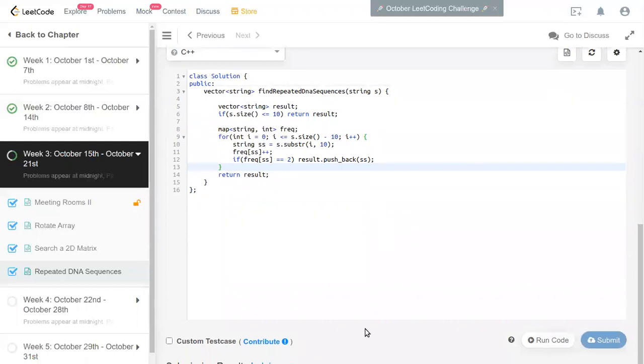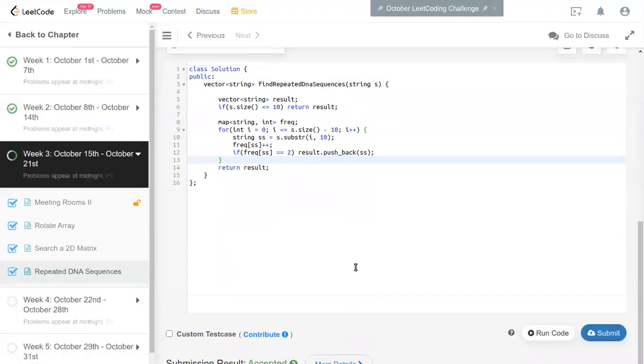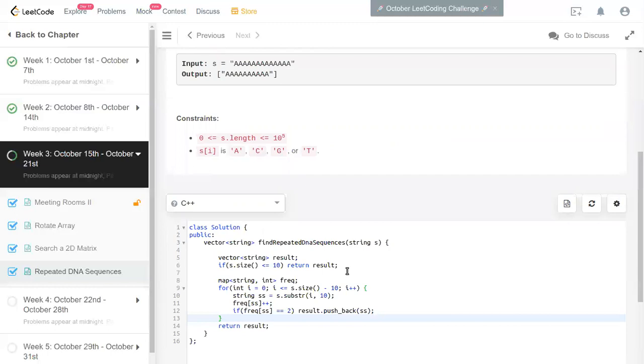And let's run it again, and so it is accepted. All right. So it's a very simple answer.